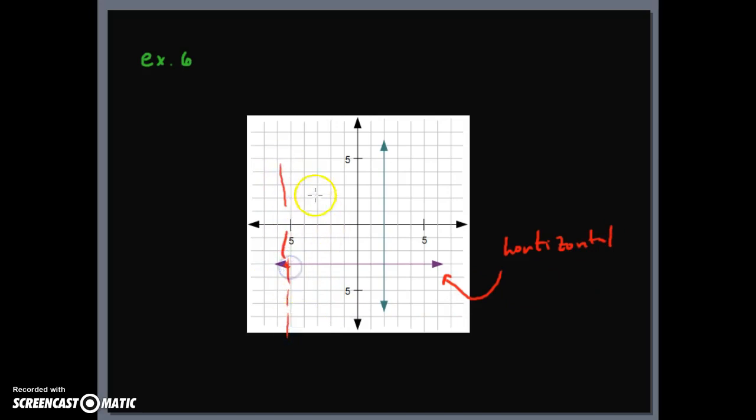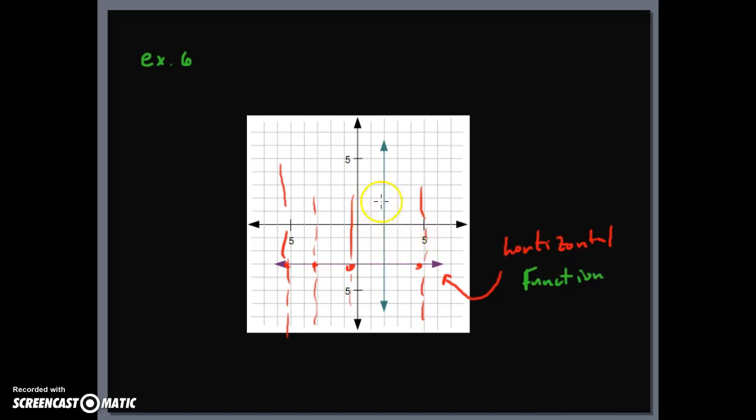Only intersects once, only intersects once. This horizontal line will only intersect with our pencil one time. So this horizontal line passes as a function. All horizontal lines that are flat like this, straight across, will pass as functions.